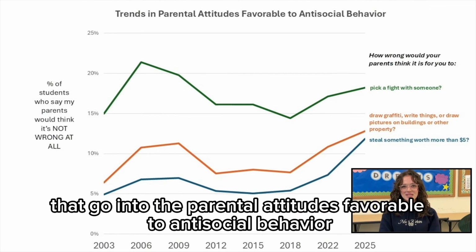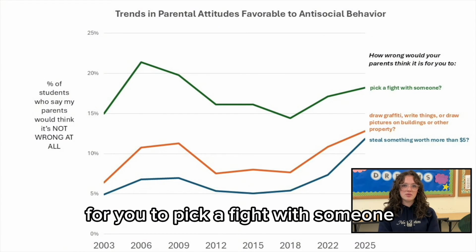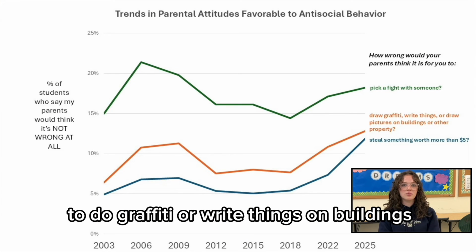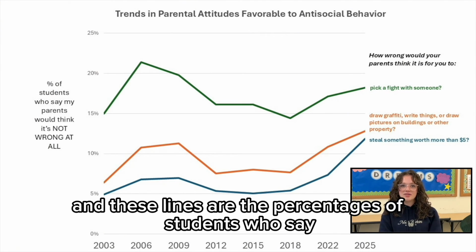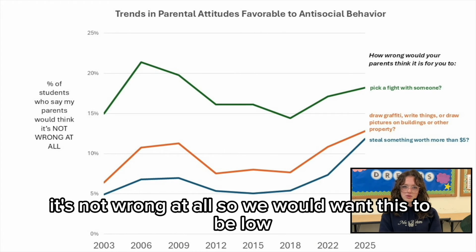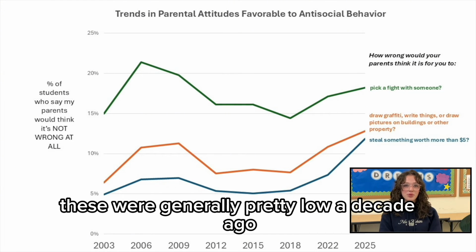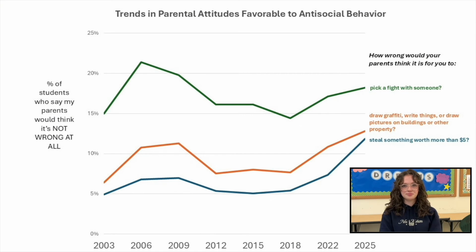Here are 3 questions that go into the parental attitudes favorable to antisocial behavior risk factor. How wrong would your parents think it is for you to pick a fight with someone, to do graffiti or write things on buildings, or to steal something? And these lines are the percentages of students who say their parents would think it's not wrong at all. So we would want this to be low. These were generally pretty low a decade ago, but we've seen these increase since 2018.